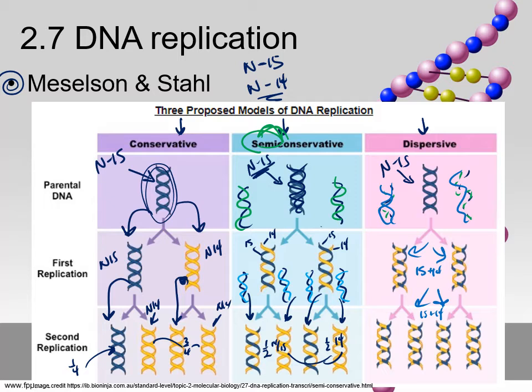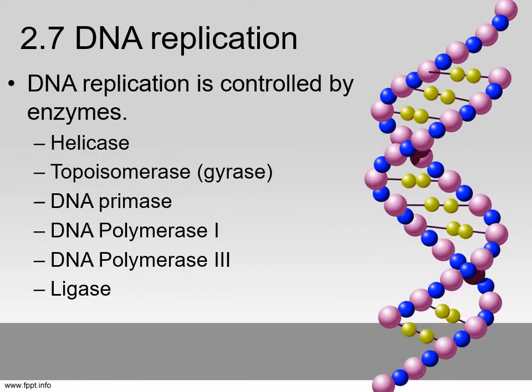When they did this and collected their data, and we're going to look at that data in class, they found that DNA replication was, in fact, semi-conservative. And that semi-conservative replication is controlled by enzymes. So many enzymes. So this is the list that we're going to look at. We're going to talk about each one of them on these next couple slides. Each enzyme gets its own slide.